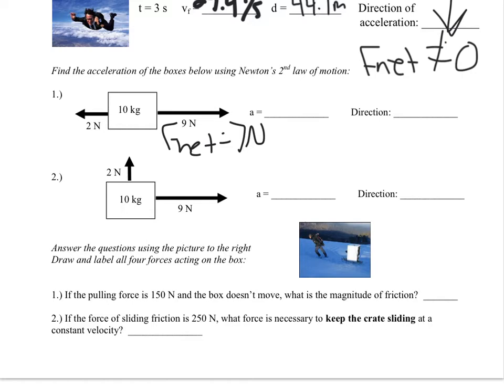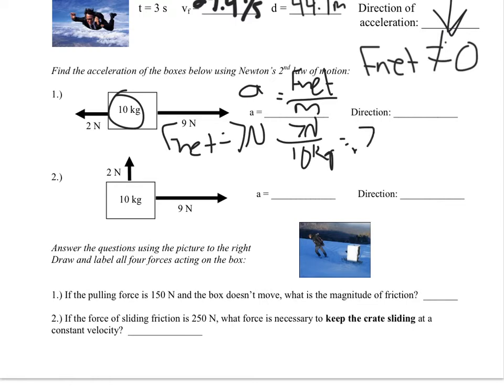So therefore, to solve for the acceleration, we need to use our equation: acceleration is equal to net force over mass. And therefore we take 7 newtons divided by our mass here of 10 kilograms. And we find that our acceleration of this box is going to be 0.7 meters per second squared.